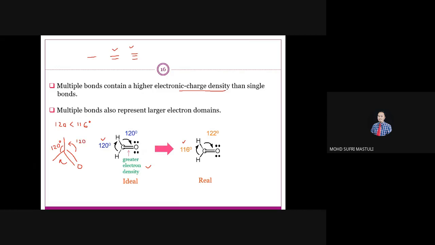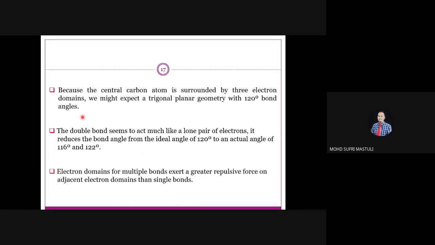because of the presence of multiple bonding. It becomes bigger, 122. From 120, it becomes 122. Don't need to worry about the numbers, as long as you can understand the effects of the lone pair and also the effect of multiple bonds towards the angle is good enough. Okay, so this is the explanation.